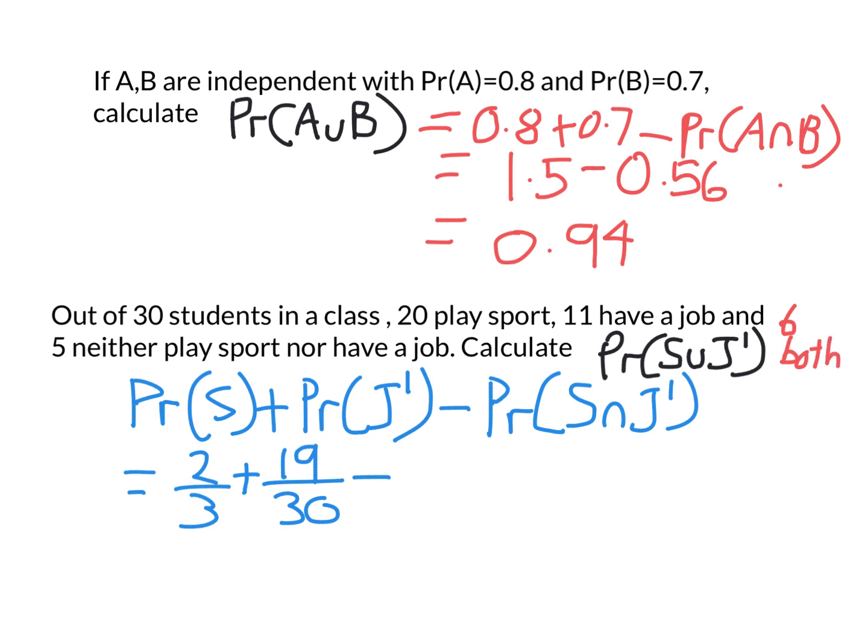So that means of these 20 who play sport, 6 of them have a job, the other 14 do not have a job. So the probability of S and not J, there are 14 people who play sport and also do not have a job. So we're subtracting 14 over 30. So you can put these numbers straight on your calculator. You get 25 over 30 simplifies to 5 over 6, and we're done.